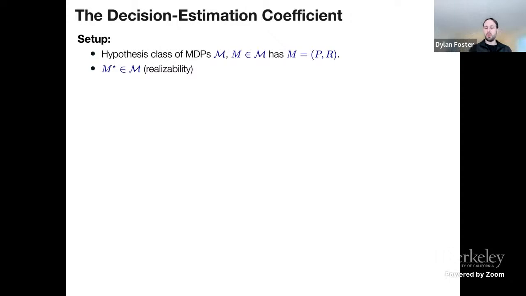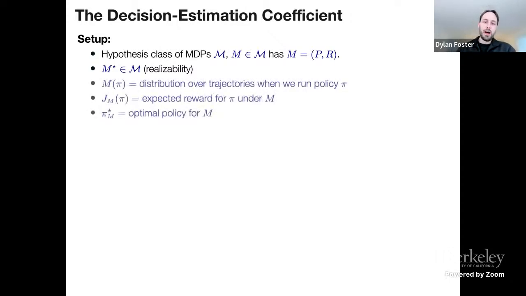Now I just need to give a little bit more notation here. For a given MDP M in the class, we are going to let M of pi denote the distribution over trajectories that we get if we run policy pi in the MDP. We're going to let J_M of pi denote the expected reward for pi if we run it in the MDP M. And we're going to let pi star M denote the optimal policy for the MDP M.